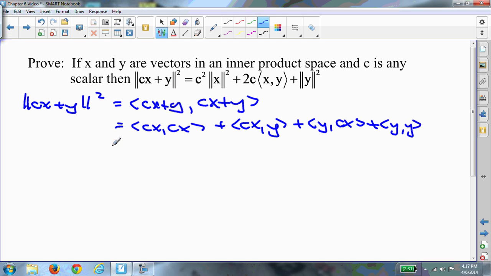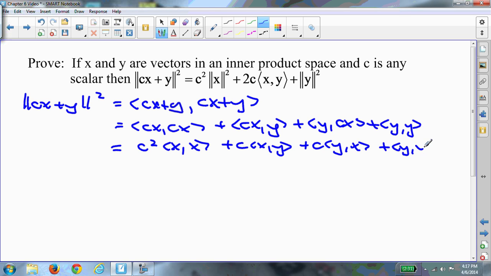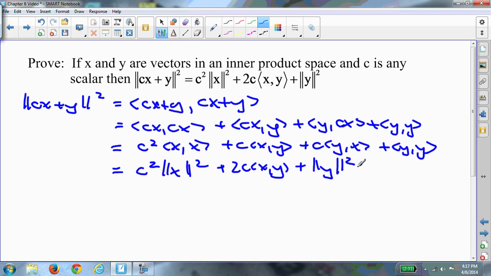And since c is a scalar, I can factor that out and make this c squared x comma x plus cx comma y, because there was only one c factor there, plus c y comma x plus y comma y. Anything inner product itself is equal to its magnitude squared, so this is the same as c squared magnitude x squared. X comma y and y comma x are equal to each other, so this is the same as 2c x comma y plus magnitude y squared. And we finish the proof.